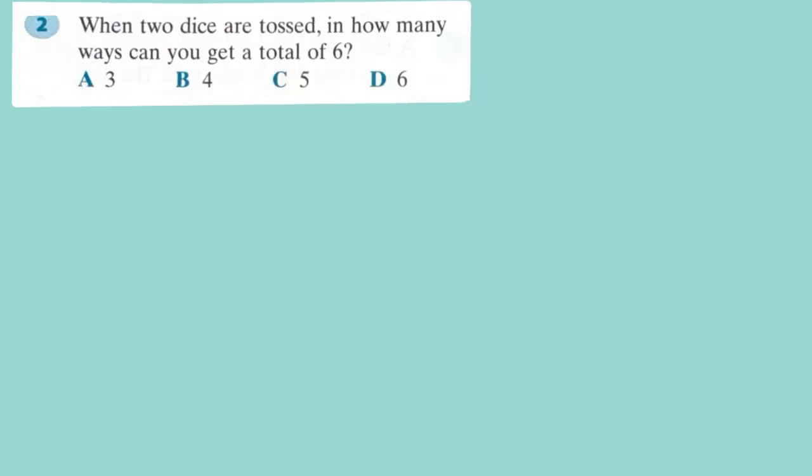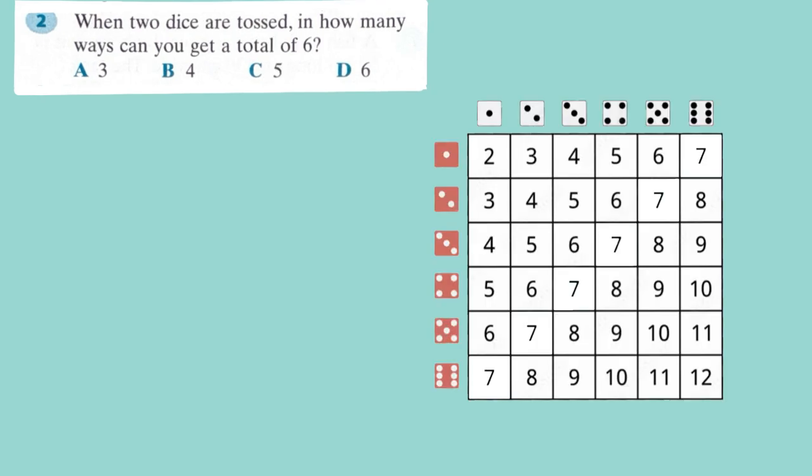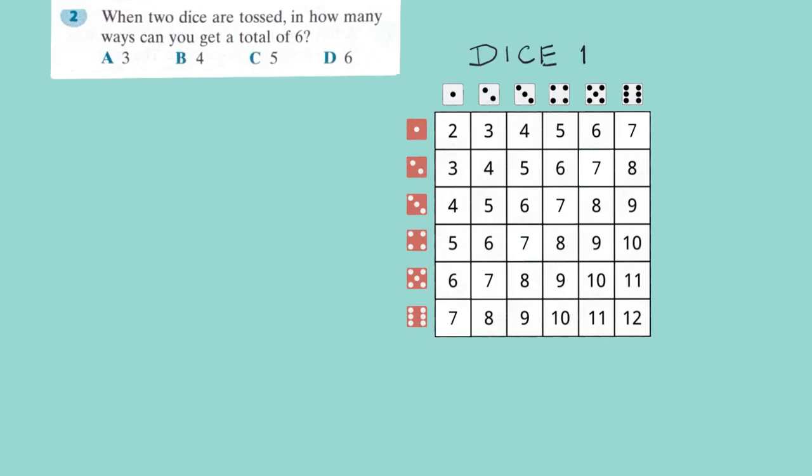And when 2 dice are tossed, in how many ways can you get a total of 6? So we've got 2 dice. We can represent them like this. Let's say that dice 1 is at the top, and on the left we have dice 2. And when we toss 2 dice and 1 occurs on both, then the total will be 2. And if it's 1 and 2, then the total will be 3. So all these numbers in here represent the total of the 2 dice. Now we want to get a total of 6.